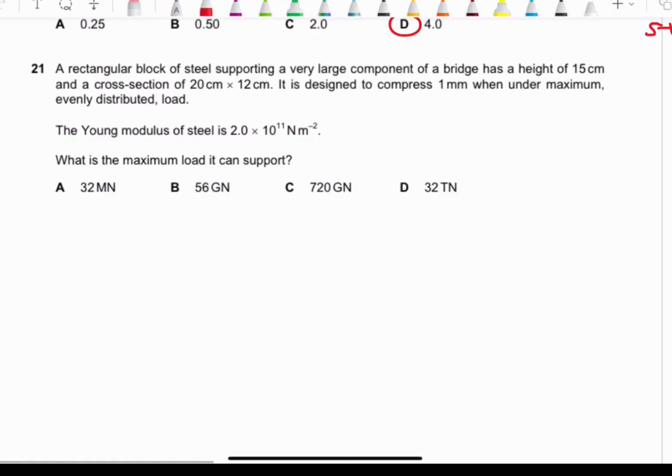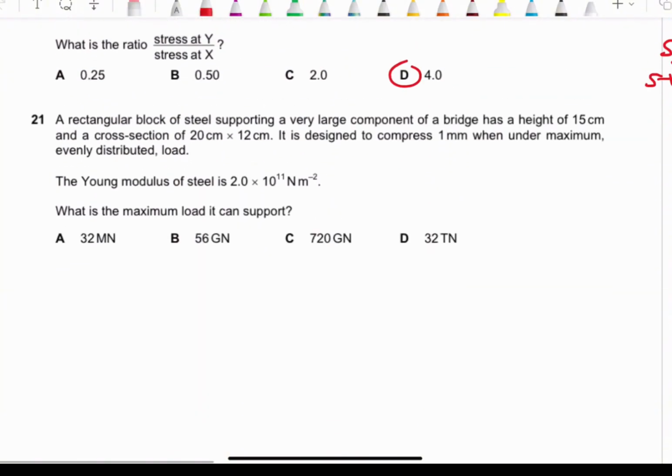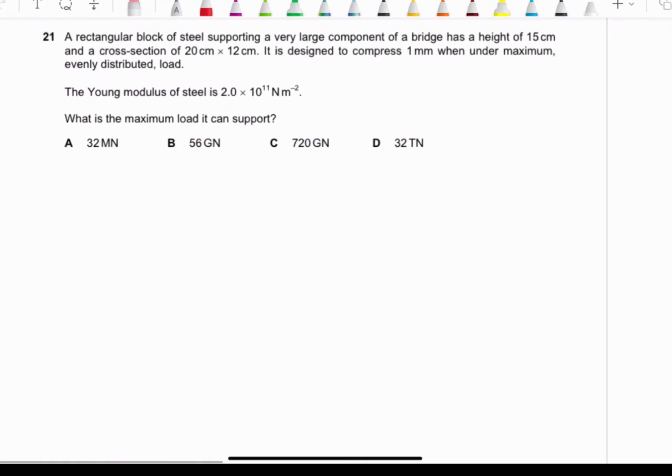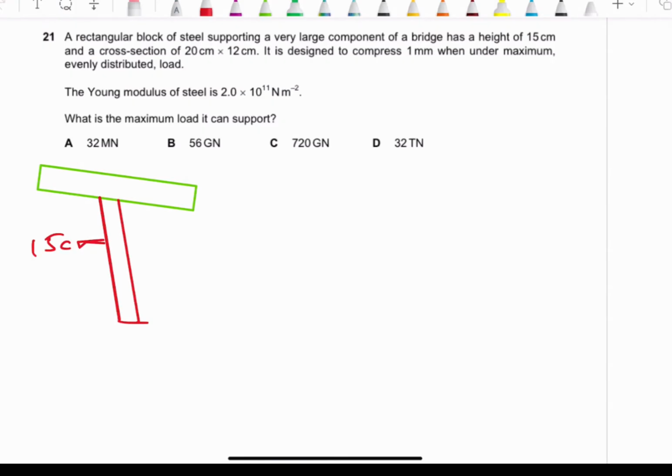Very important. Move on to question 21. A rectangular block of steel can support a very large component of a bridge that has a height of 15 centimeters. Let's draw a diagram. A steel block, which is a rectangular block designed to hold a bridge, has a height of 15 centimeters. So that is taken care of.